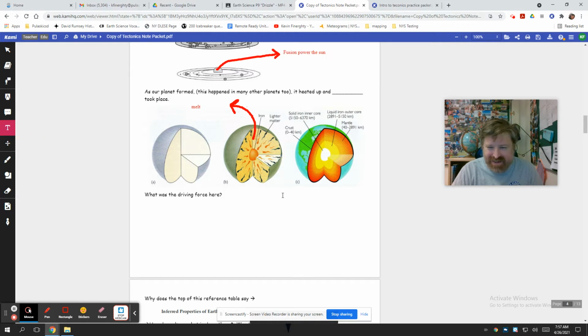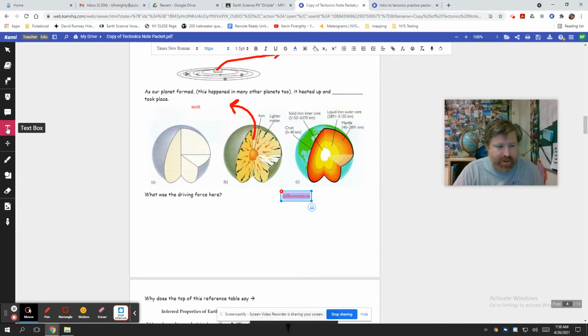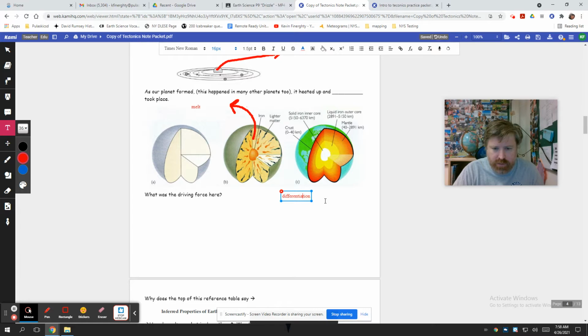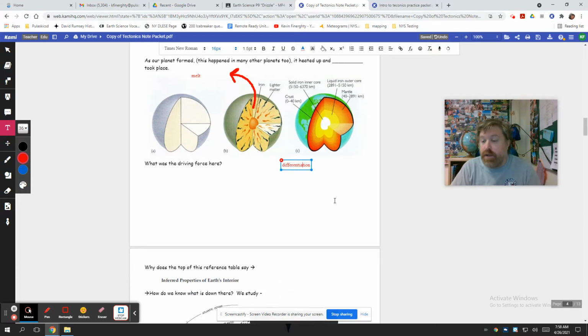This process, and I'm not expecting that you'll really ever see this word, is called differentiation. If you skip that, I can't say I'm too mad at you. Differentiation just means the layers are getting different, right? They're taking on their own characteristics because they're separating out by their characteristics.